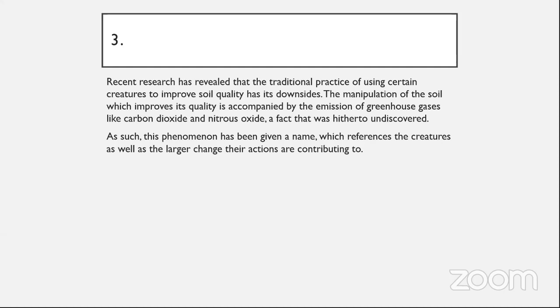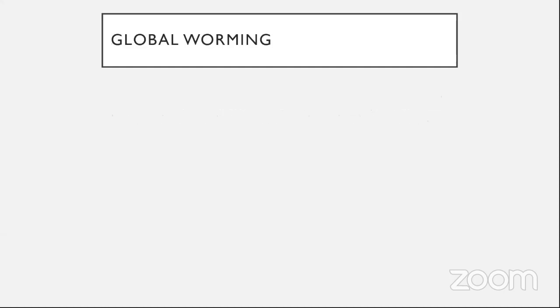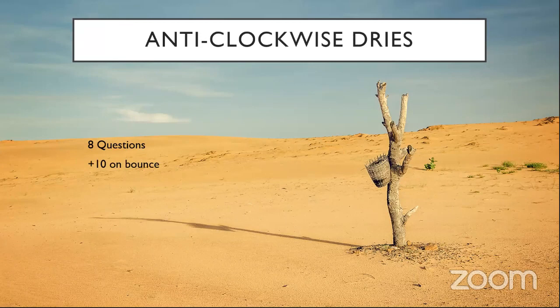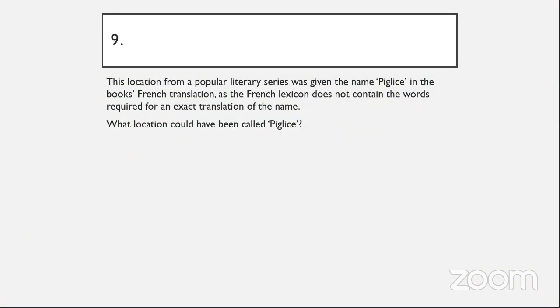We'll do an anti-clockwise round now. Anti-clockwise round of 8 questions, starting with Team 5. So the first question of the anti-clockwise to Team 5. This location from a popular literary series was given the name Pig Lice in the book's French translation, as the French lexicon apparently does not contain the words required for an exact translation of the name. So what location could have been called Pig Lice in this literary series' French translation? Question direct to Team 5.